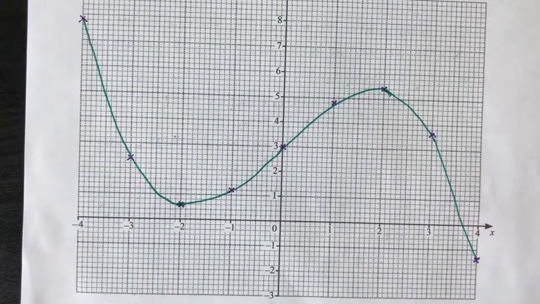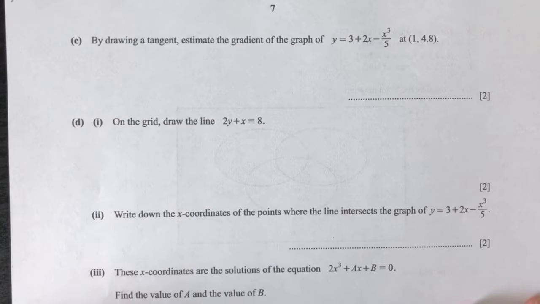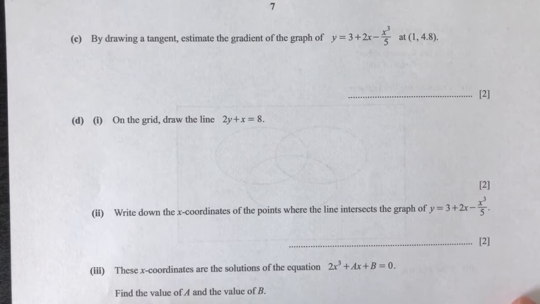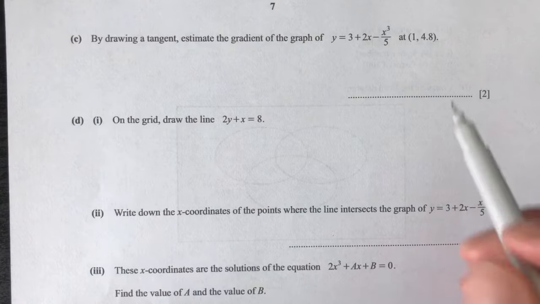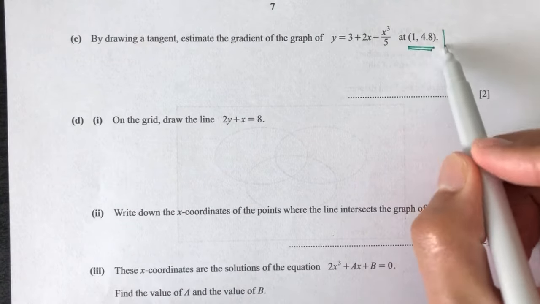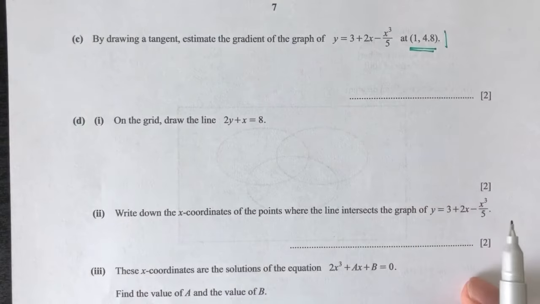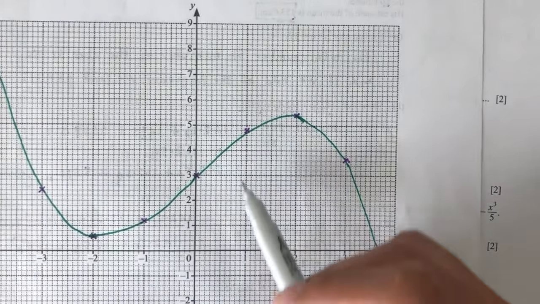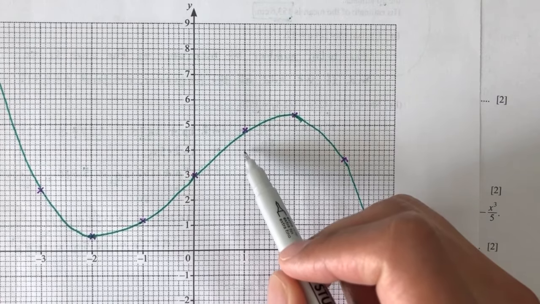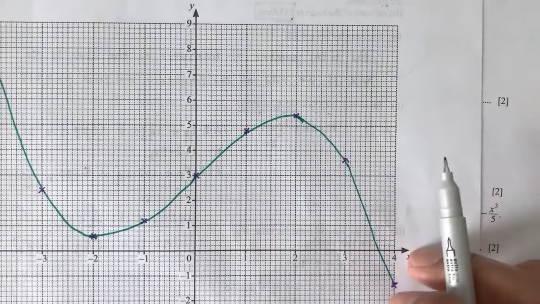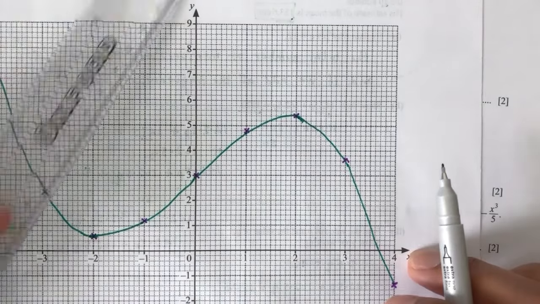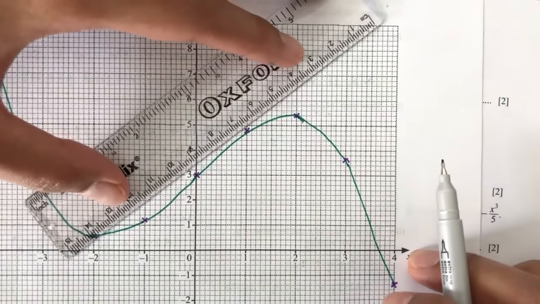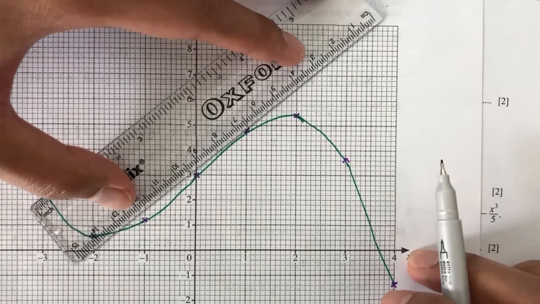Let's move on to part C. It tells you that by drawing the tangent, estimate the gradient of the graph at the point 1 and 4.8. So let's first find out where this point is on the graph. 1 is here and 4.8 will be this point. So let's draw a tangent to the point here. The tangent will be about this line.